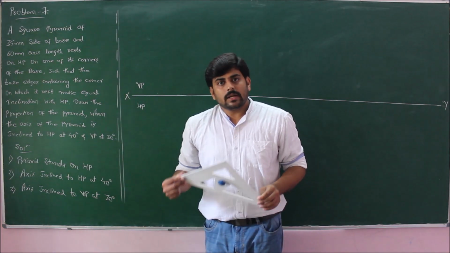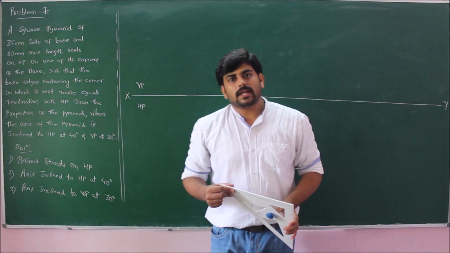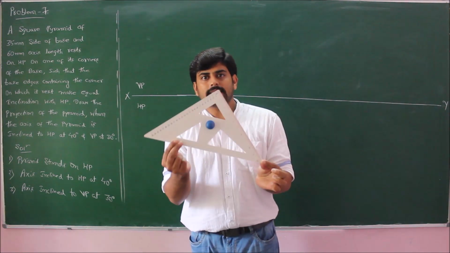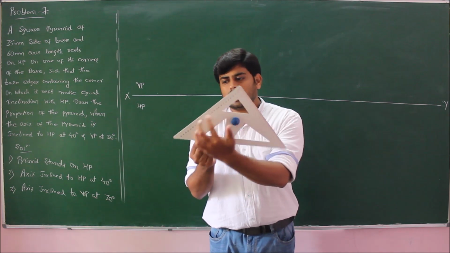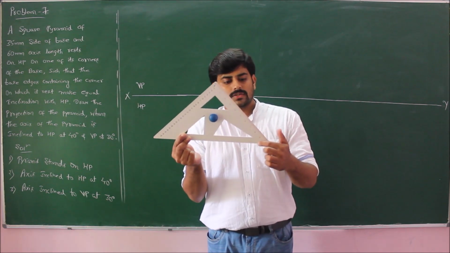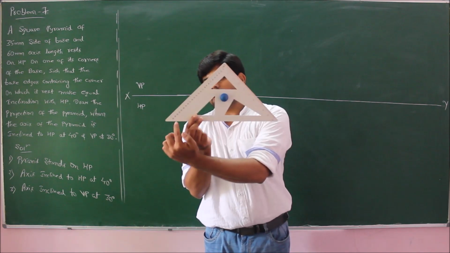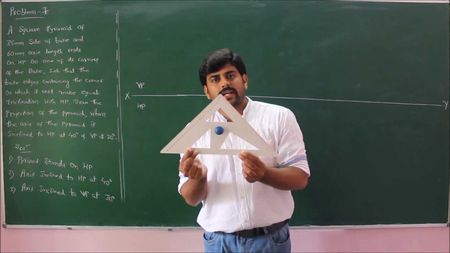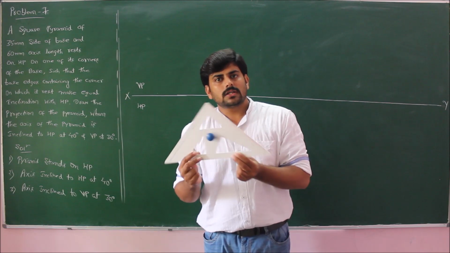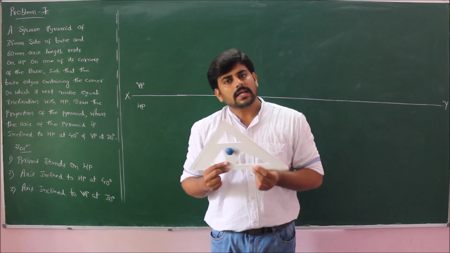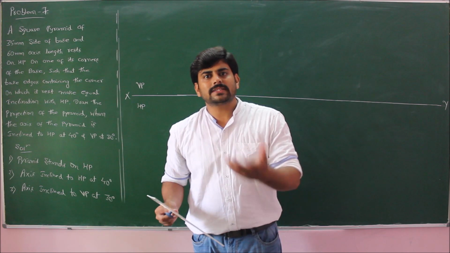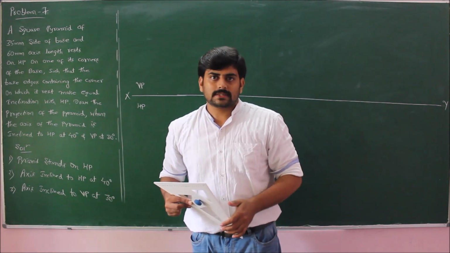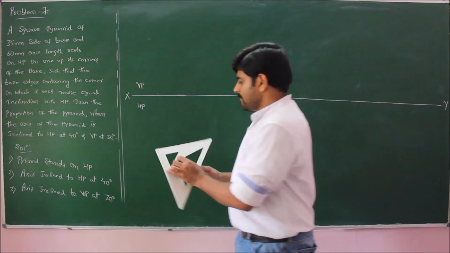Instead of using protractor and compass to draw the square resting with one of its corners, let us use the set square of 45 degree angle. So this angle is also 45 degree, here also I have 45 degree. With the help of 45 degree set square, I can draw the square resting with its corner very easily compared to the conventional method where we were using the protractor and compass. So let me demonstrate that.